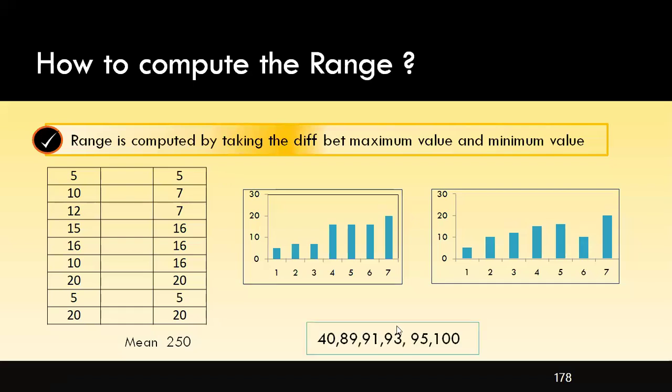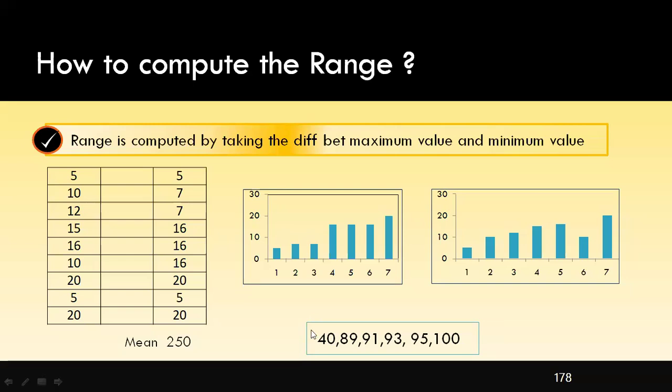Let's take some sample data. Let's say you are taking the same test at different time periods. Let's say on a Monday you took the quiz, you scored 40, and on Wednesday you take the same quiz, you scored 89, and so on. On different days, you note down your score. So here, if I compute the range, what is the range value? Maximum value is 100, but the minimum value is 40. 100 minus 40 is 60.